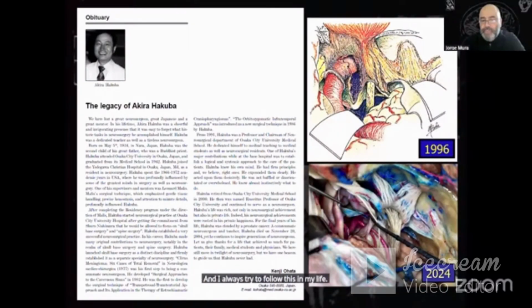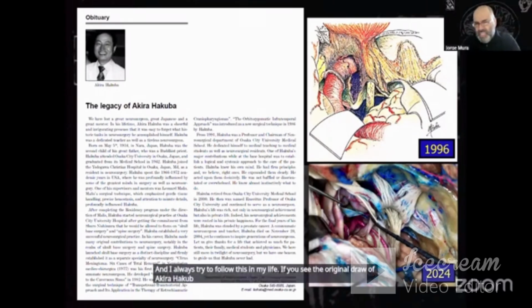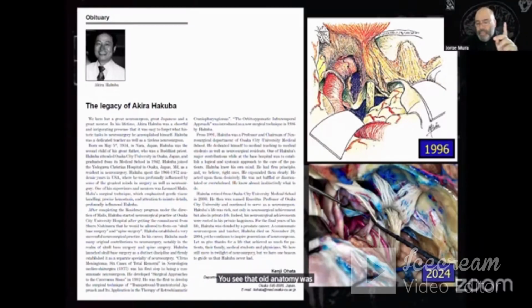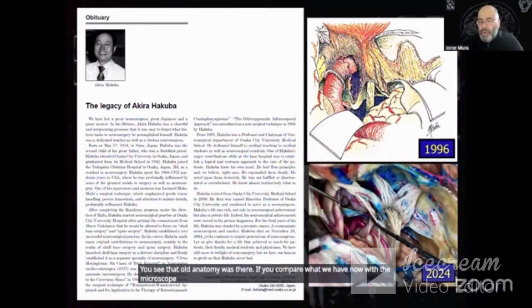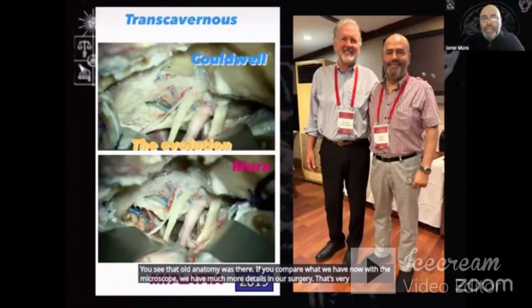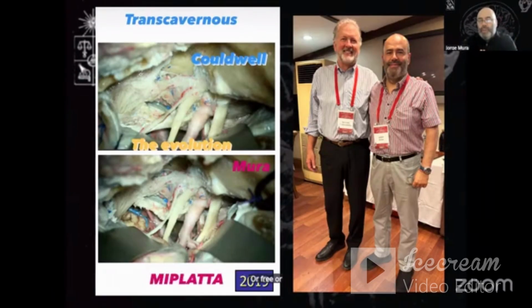If you see the original drawing of Akira Hakuba in the upper diagram, you see that all the anatomy was there. But if you compare what we have now with the microscope, we have much more detail in our surgery. That's very important. The same thing with Dolenc. William Caldwell, a very brilliant neurosurgeon, was the first to describe the neurolysis, or microsurgical freeing, of the lateral wall cavernous sinus nerves that we use today.